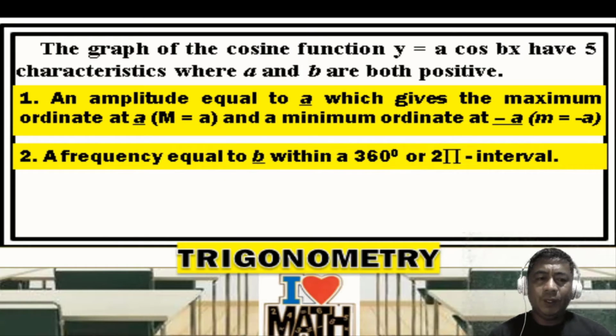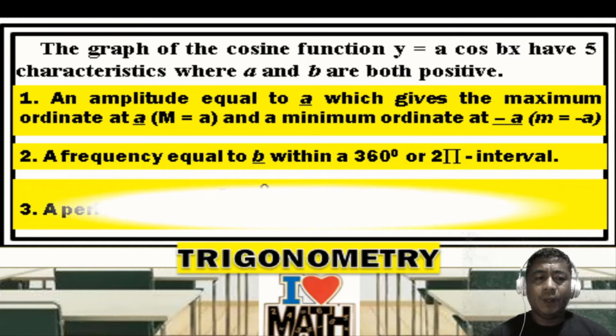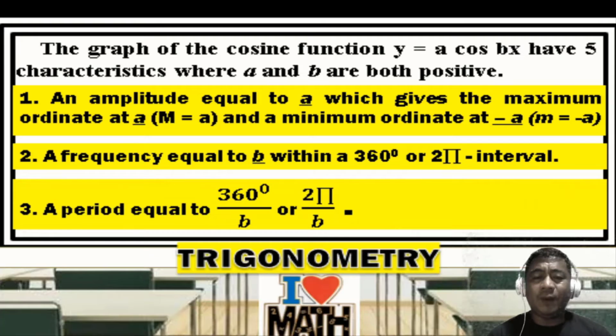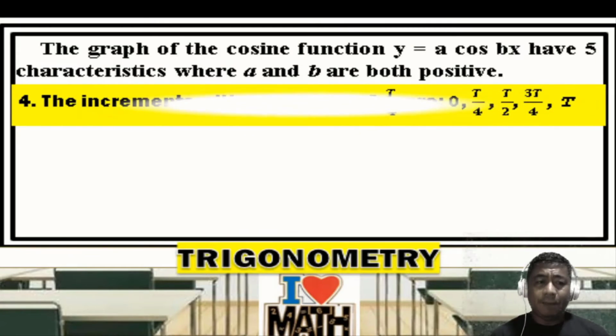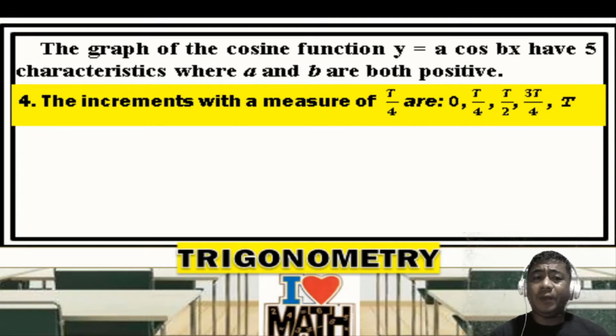Number 2, a frequency equal to b within a 360 degrees or 2 pi interval. Number 3, a period equal to 360 degrees over b, or simply 2 pi over b. Number 4, the increments with a measure of T over 4 are 0, T over 4, T over 2, 3T over 4, and T.